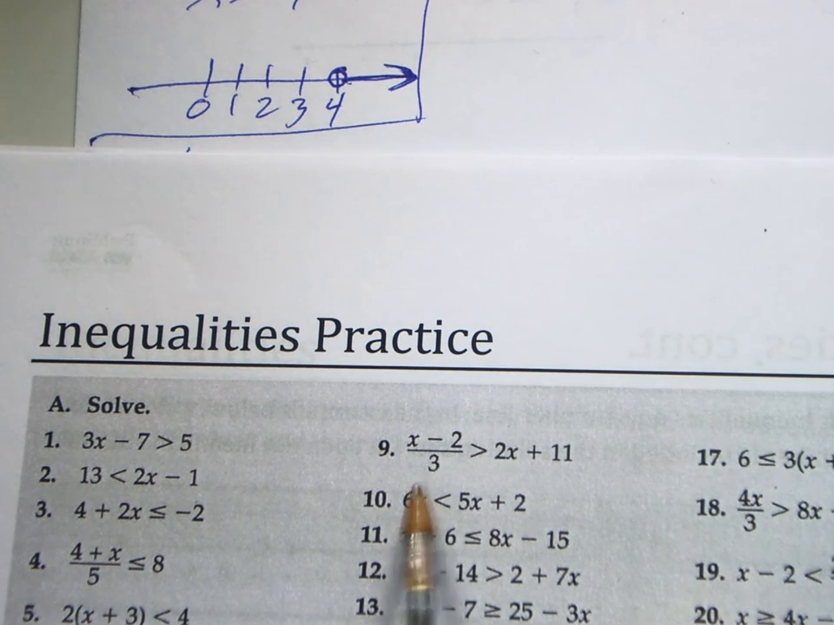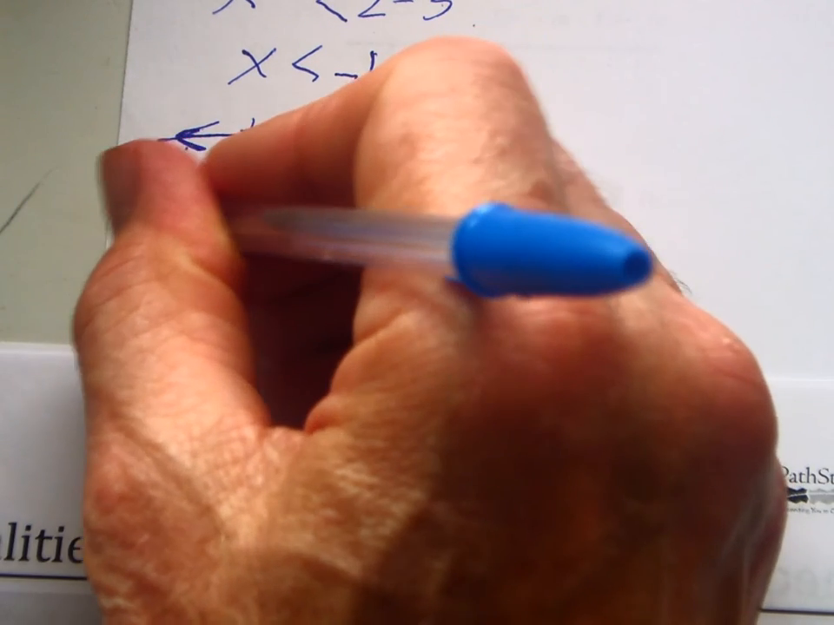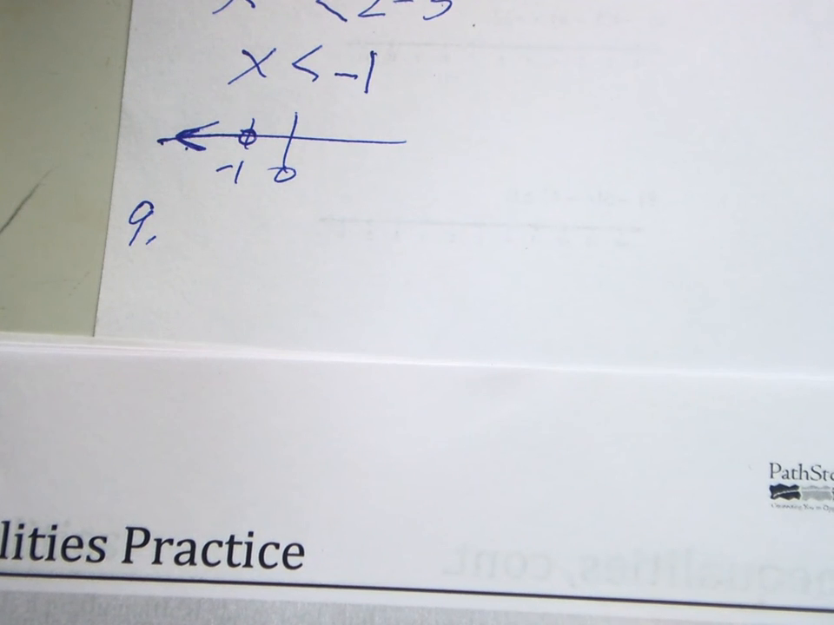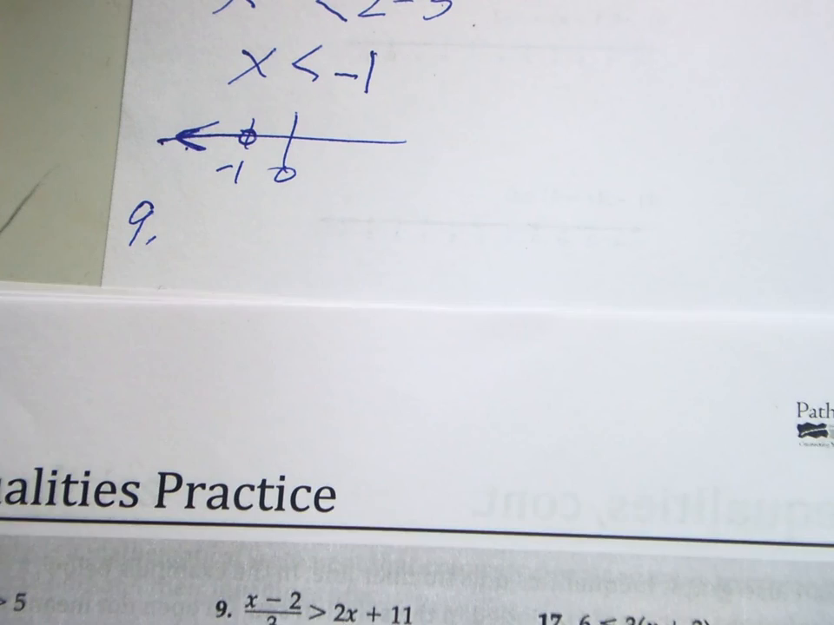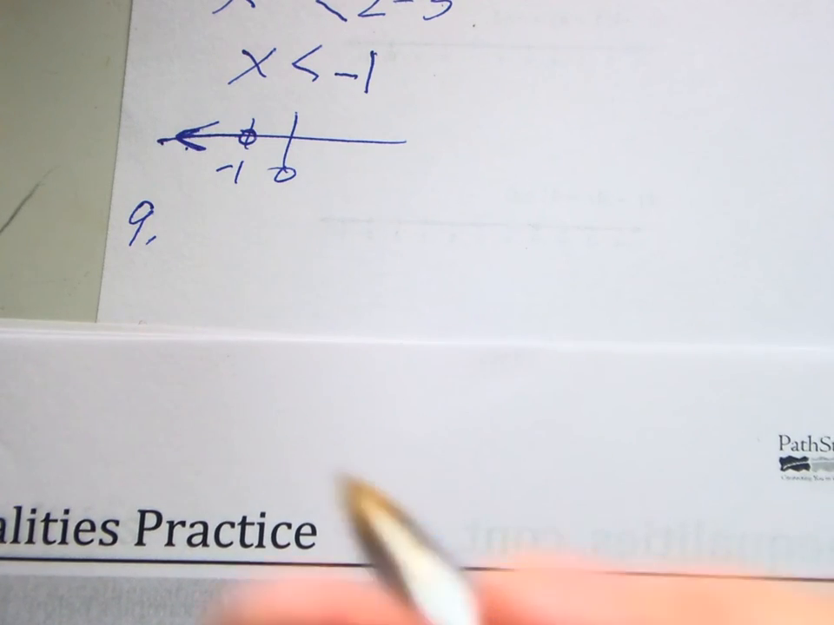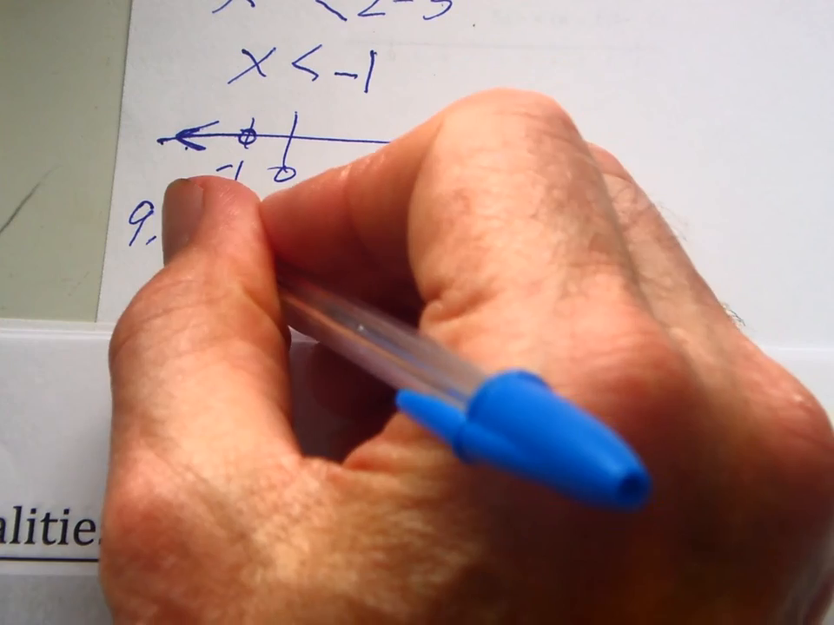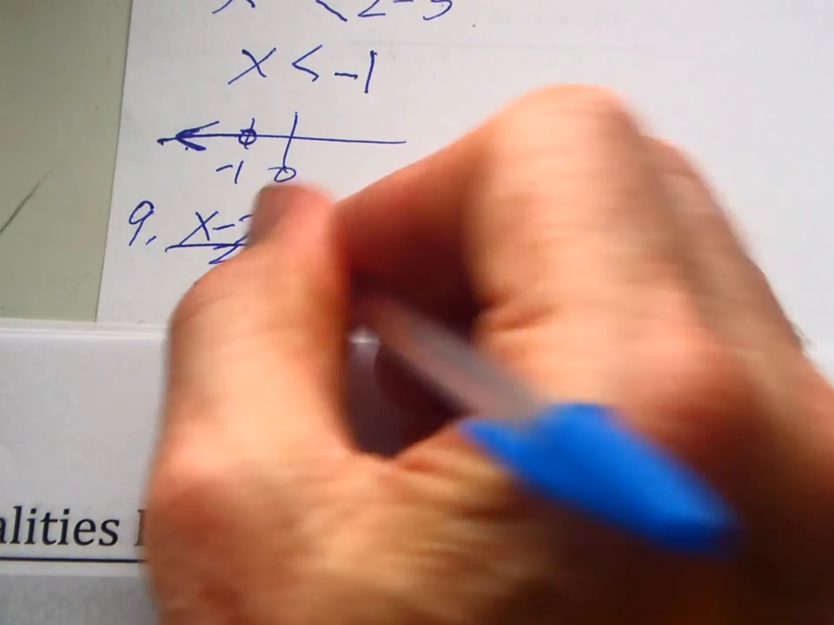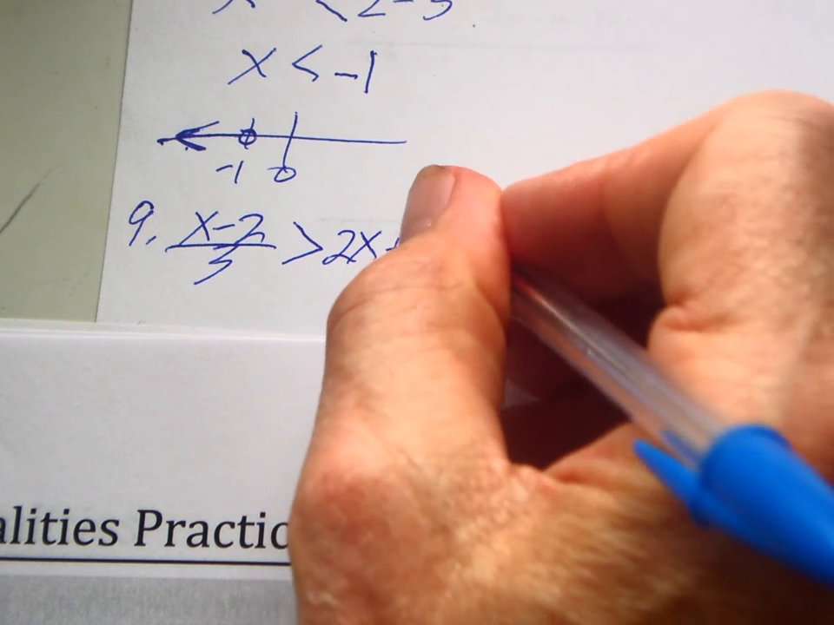Okay. We'll do number 9. This is a big one here. Number 9. You, of course, can try the others, and the answer key is in the back. Again, try these without me. When you think you can do them, you try them without me, okay? Okay, number 9. X minus 2 divided by 3 is greater than 2x plus 11.